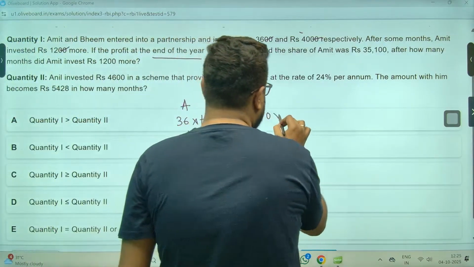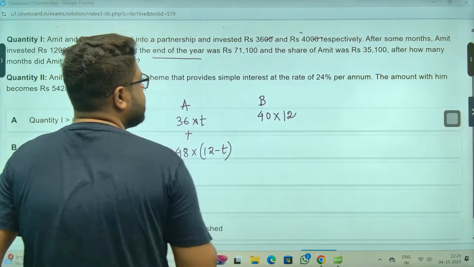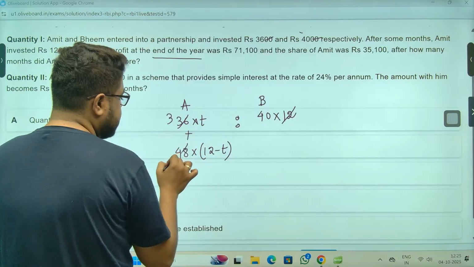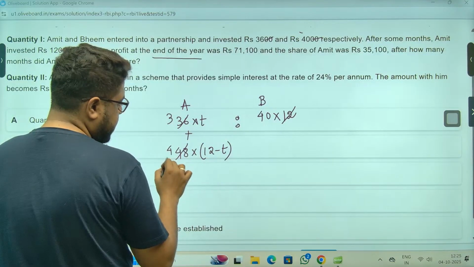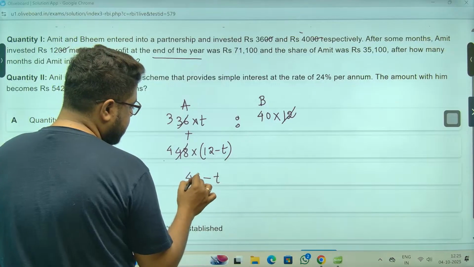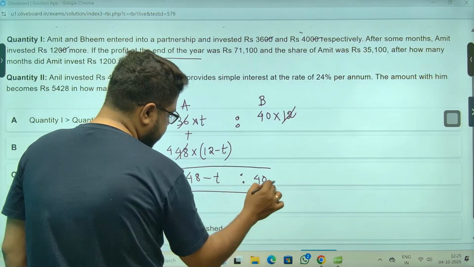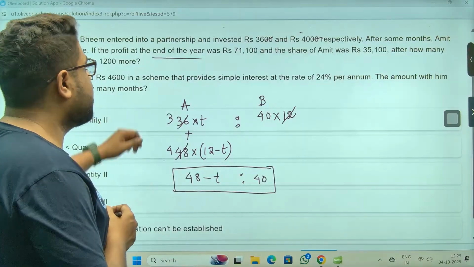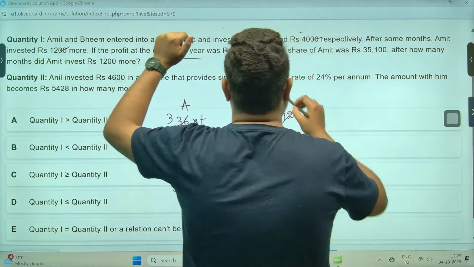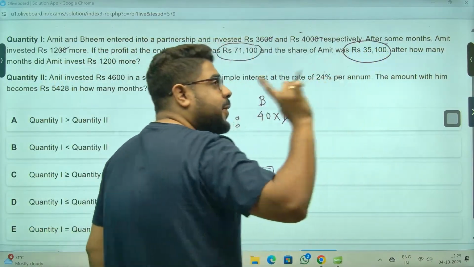And Bhim has not done anything. That means it is 12. It is 12 only, sir. Now, cancel. 12, this is 3, this is 4. So 3T minus 4T, meaning minus 4, and so this is 48. Ratios are 40. This is the PSR, profit sharing ratio, sir. Now they are saying at the end of the year, total profit is this, and Amit has got this. Now there is a problem, sir.